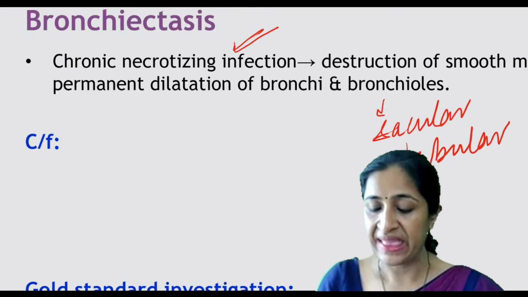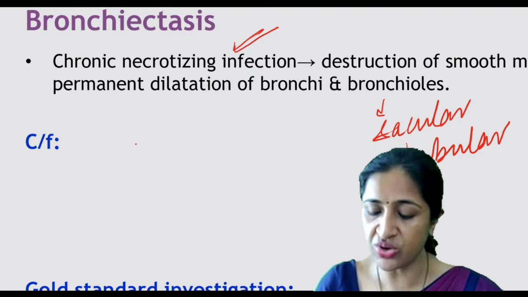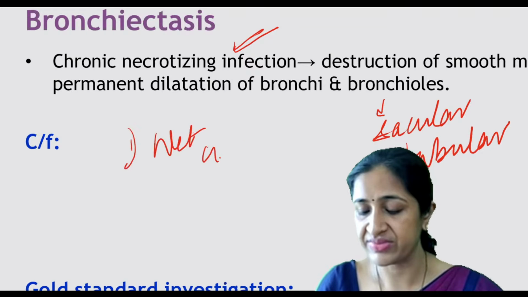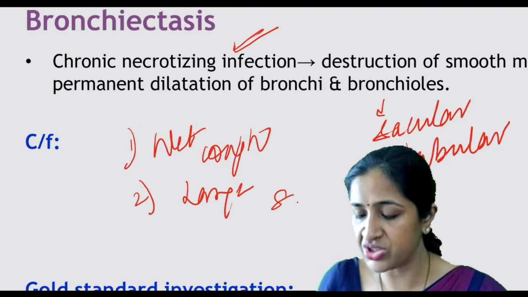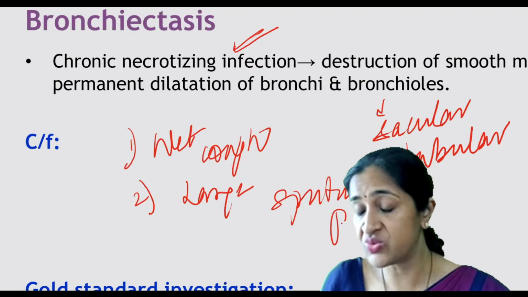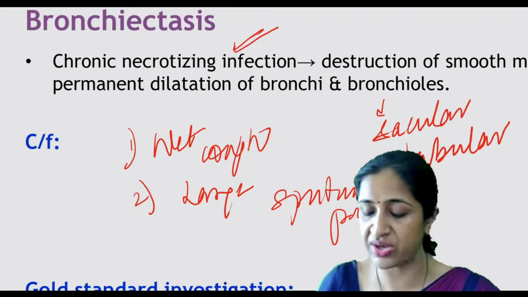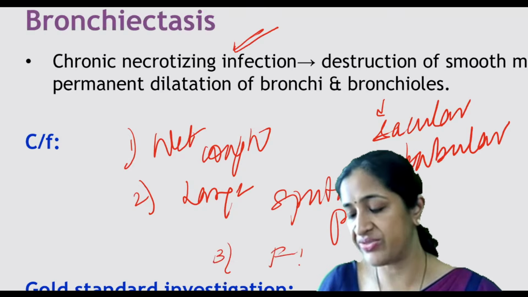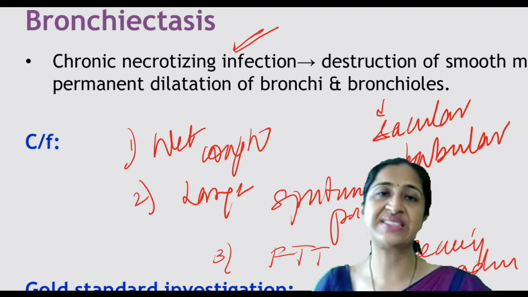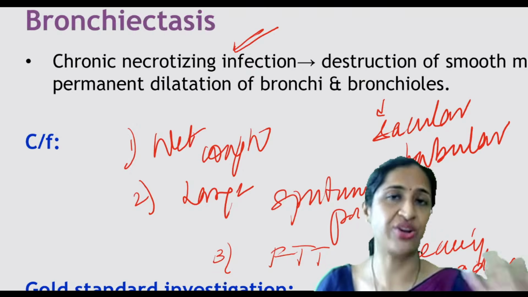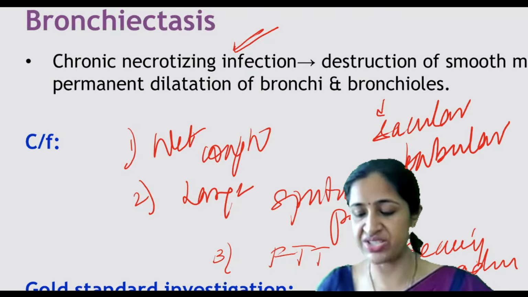Now, the clinical features. What do you see? You're going to see wet cough, large sputum production, large volume. I'm talking about children finding it difficult to sit in the classroom until they go and expectorate the sputum, associated with failure to thrive and recurring admissions. And if this is bronchiectasis with other features like cystic fibrosis, then other syndromic features will be seen.